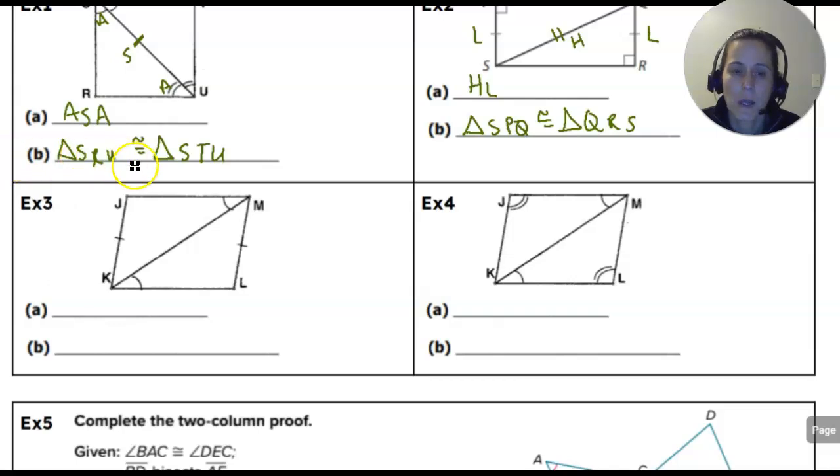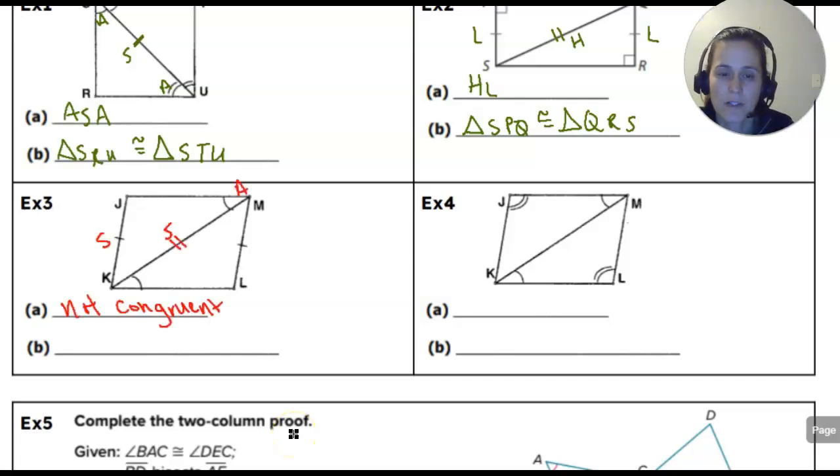Go ahead and try example number 3. Do you think it's congruent by ASA, AAS, HL, or not at all? Now, KM is congruent to itself by the reflexive property, so that gives us another side. So when I label my markings, I have S, and S, and an A. Well, remember SSA is not a way to prove triangles congruent, so I don't write SSA in the line, I actually write not congruent. Example number 4, go ahead and write down if you think the triangles are congruent.